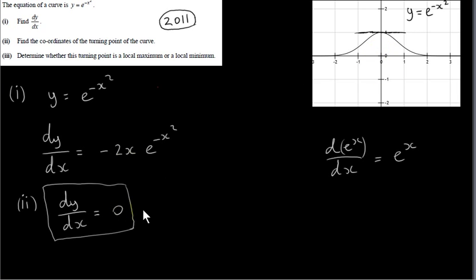So we put minus 2x times e to the minus x squared equal to 0, and we solve this equation. Well, we can look at this equation in two ways. We have a product of functions here giving 0. The only way that a product of functions or quantities gives 0 is if either one of them is 0. So that means either x is 0 or we have e to the minus x squared equals 0.